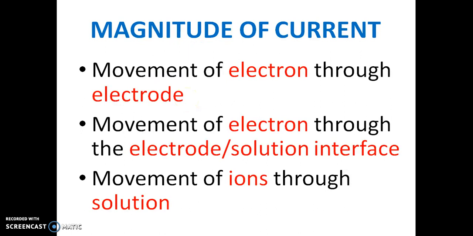Okay, the magnitude of current is because of the movement of electrons through the electrodes. So the movement of electrons through the electrode solution interface, and then the movement of ions through the solution. These are the factors which are responsible for the magnitude of current.